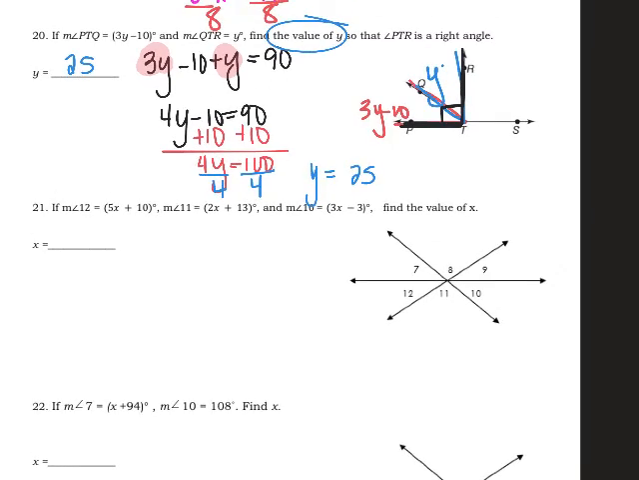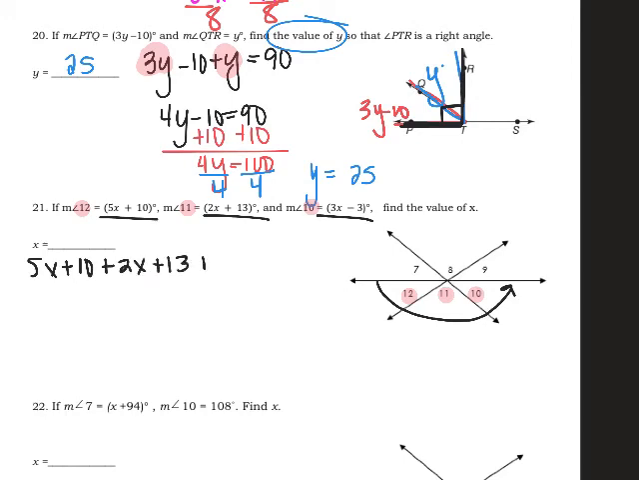So this one's looking specifically at angle 12, 11, and 10. What do we know about those angles? They add up to 180 because they all sit on that straight line. So I'm going to take the three equations and I'm going to add them. 5x plus 10 plus 2x plus 13 plus 3x minus 3 equals 180. All right, I'm going to give you a moment to combine like terms and then we'll check it together.